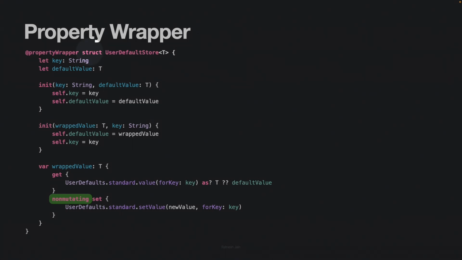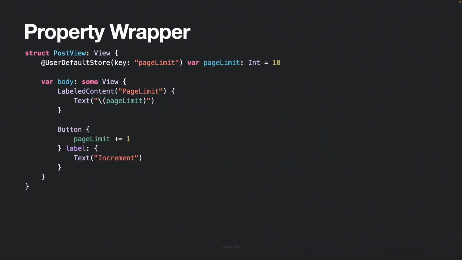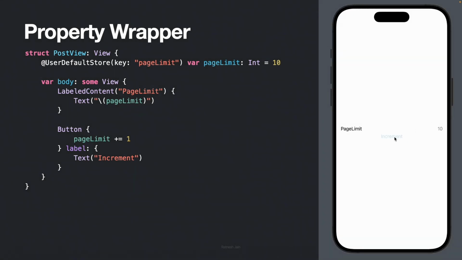But in this case, we are only updating the UserDefaults. So the other properties of this structure are constant. We are not changing anything. So we can annotate this setter as nonmutating. That means we are not changing any properties of this structure. We are changing an external property or external object. And by doing this, we will not get this error anymore. And this is how it will look. But if I click the increment button, it is not changing. Why is that?